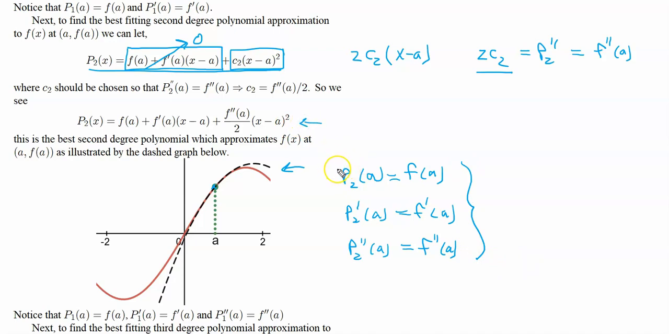Okay, now what we want to do is create a third degree polynomial, call it P3, in which all of these conditions are going to hold for P3, and P3 triple prime of a equals f triple prime of a. So that's what we want to do next. Okay, so let's scroll down here and see how we do that.